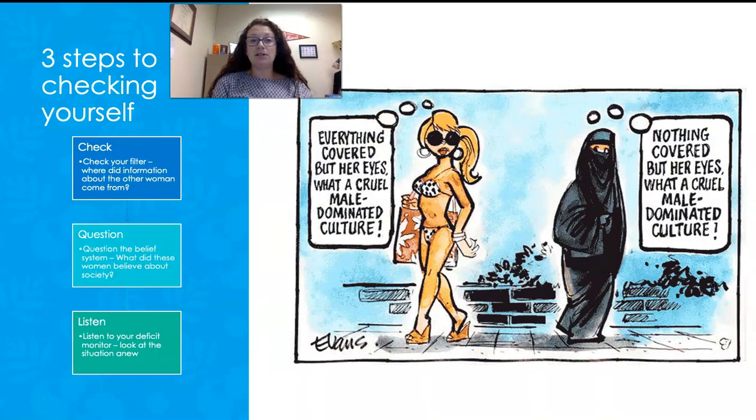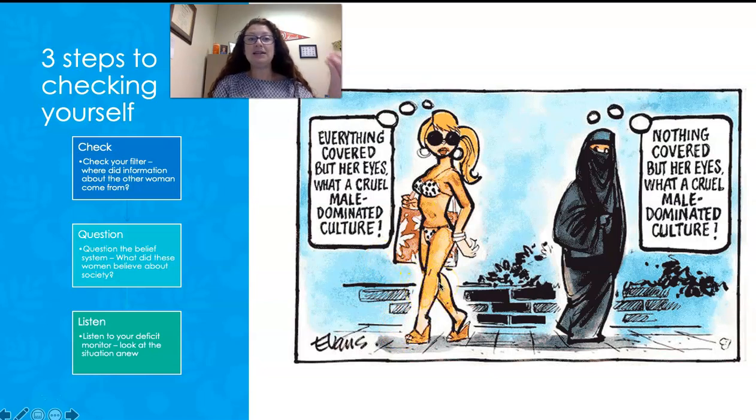So here is a cartoon of a woman, and she's wearing a bikini and she's walking around in public in her bikini, and she's thinking everything is covered but her eyes. What a cruel male-dominated culture.